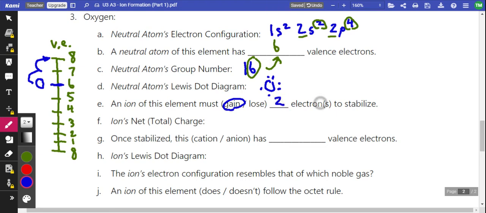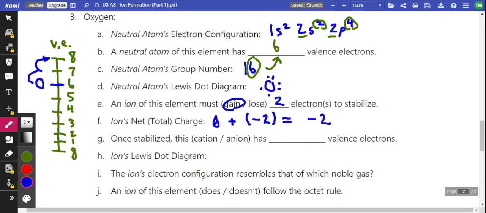Well, if oxygen starts with a charge of 0, a neutral atom, and then gains, so adds, 2 electrons that each have a -1 charge, it's going to be adding on -2 charge. So 0 plus -2 gives us a charge of -2.